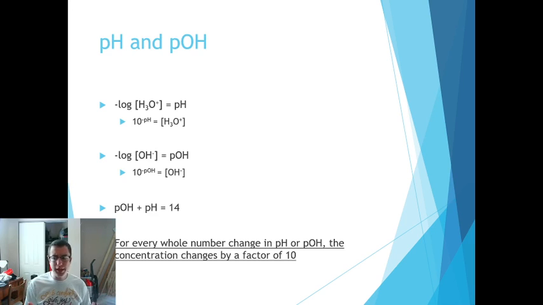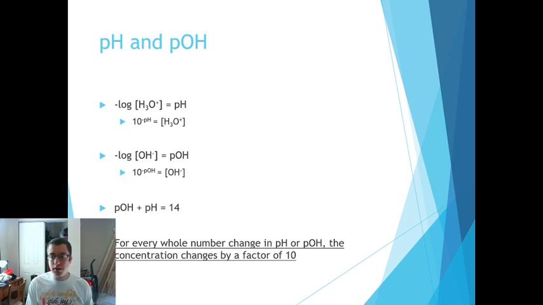So if I go from a pH of 5 to 4, that means that my acid has become 10 times stronger. pH 4 to 3, 10 times stronger again. If I go 3 to 4, it's 10 times weaker. If I were to go from 3 to 1, since that's 2 steps, and each time it's times 10, it's actually going to be 100 times stronger.